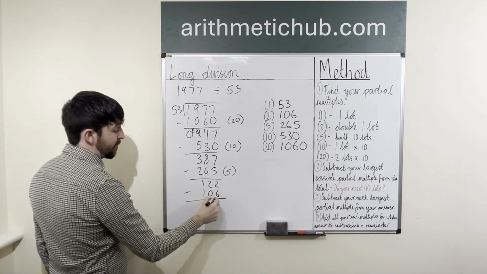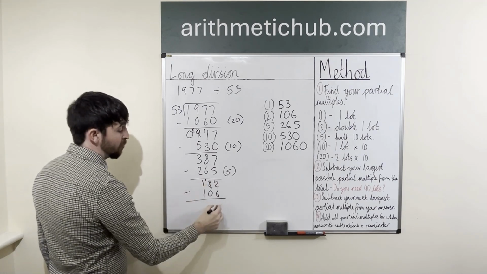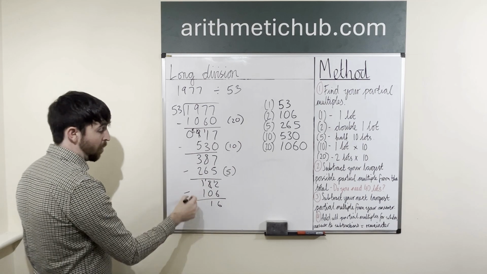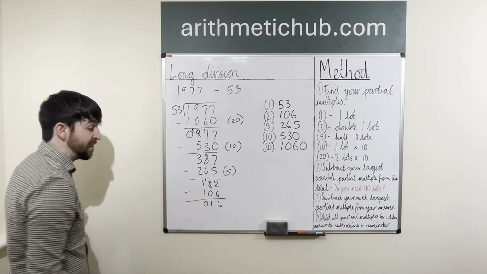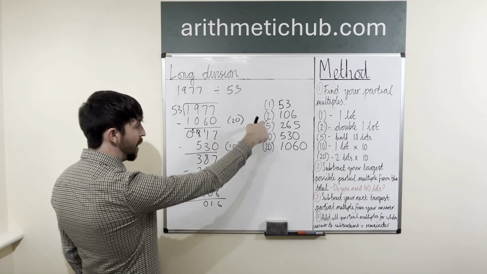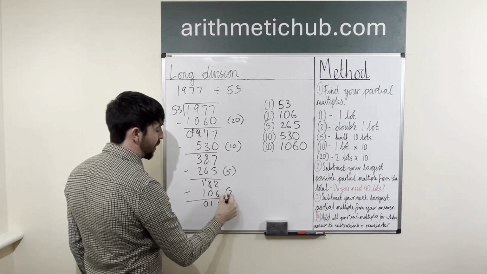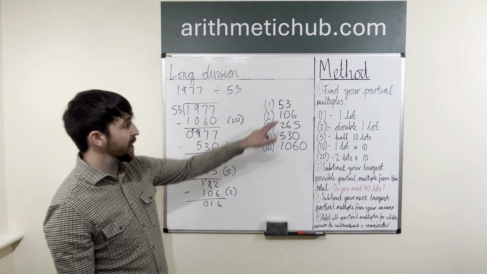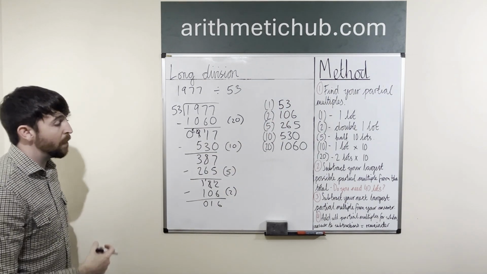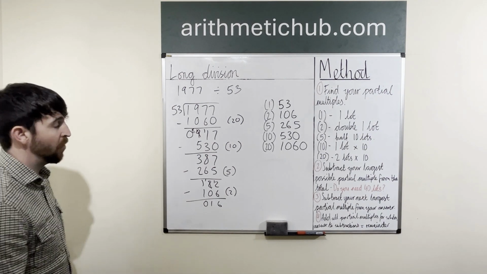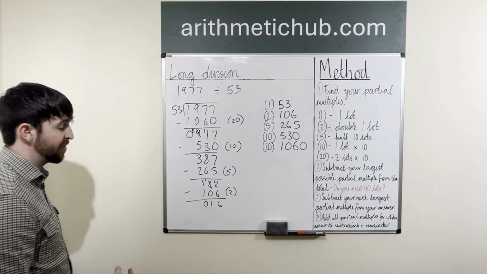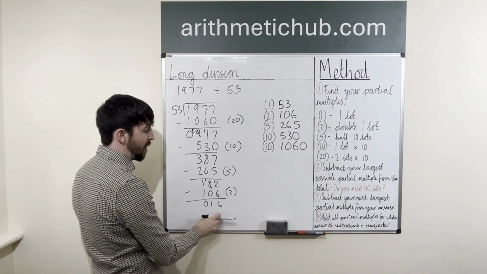So I'm going to subtract my 106. 2 take away 6, I can't do, so I need to exchange. 12 take away 6 is going to give me 6. 1 take away 0 is going to give me 1, and 1 take away 1 is going to give me 0. So there, I've taken away 2 more lots, haven't I? Now I've got an answer here of 16. 16 is smaller than 53, so I know I'm not going to be able to take away any more lots. I can't take away one lot of 53 because 53 is larger than 16. So I know here I've got my remainder.